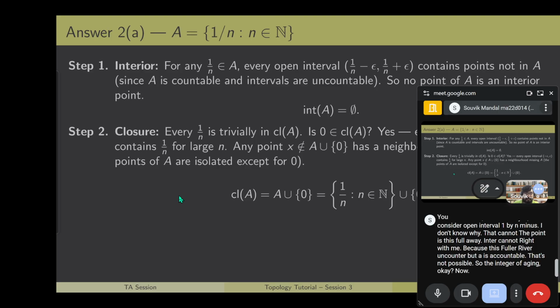Now of course, every closure of A is trivially in A. Now, the question is whether 0 belongs to the closure of it. Why? Because take any point 1/n, and of course then we can find any epsilon such that the open ball with that epsilon contains 0. So that means the closure of A is A union 0. That means the sequence union its limit point. That's what the closure of A is. Okay, is that clear?